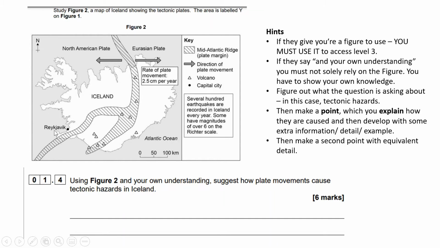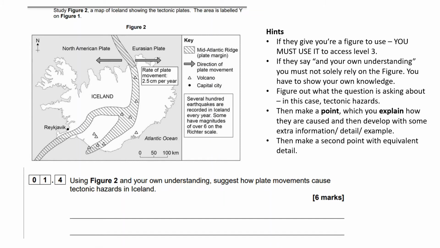That's Reykjavik over here in the west of the country, and then several hundred earthquakes are recorded in Iceland every year. Some have magnitudes of over 6 on the Richter scale. More information, not just there for being pretty.